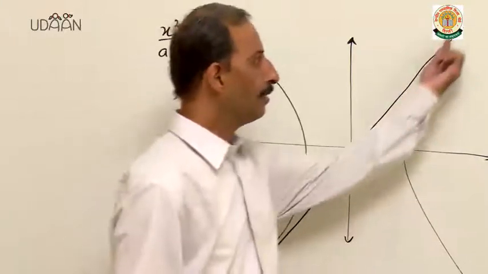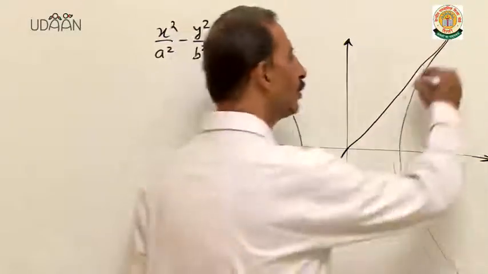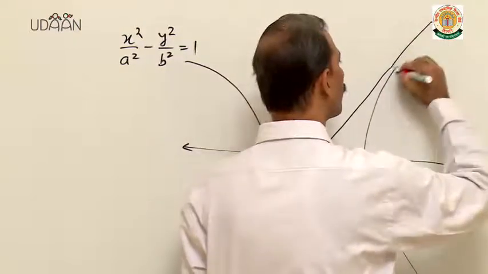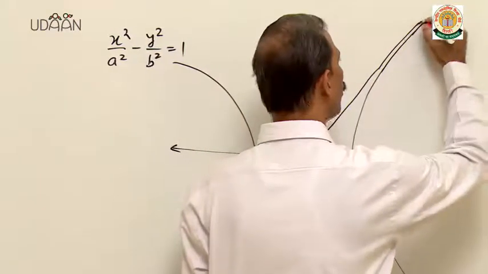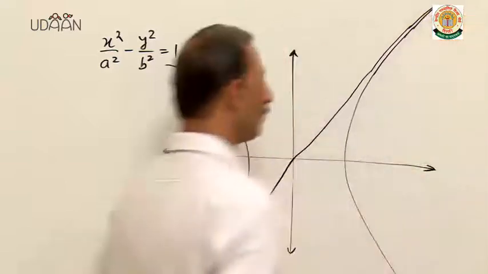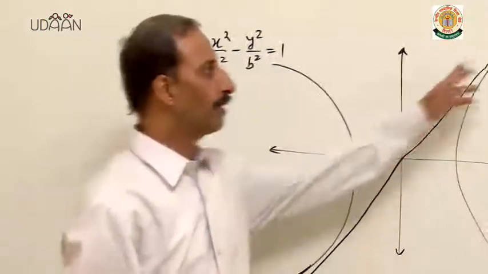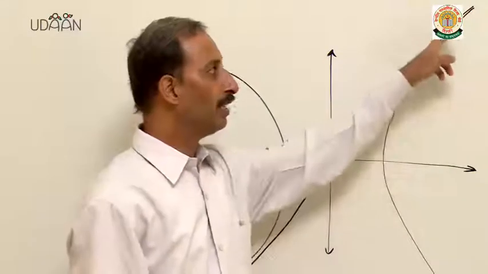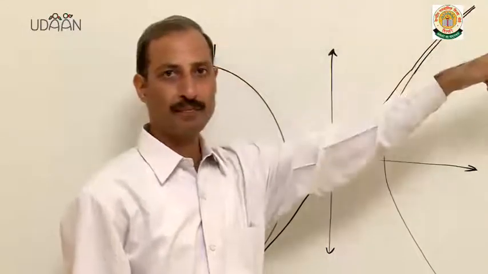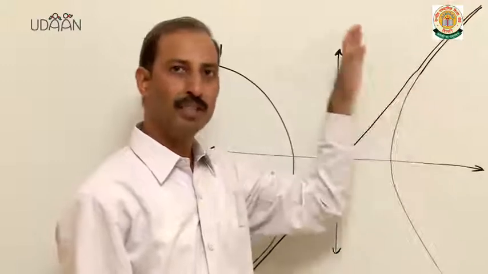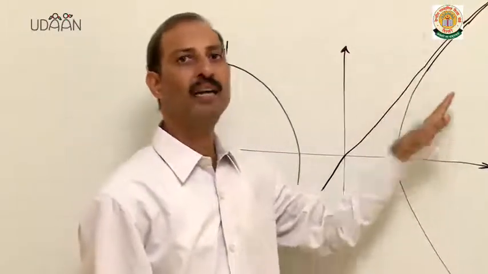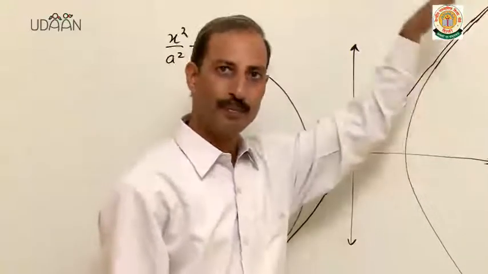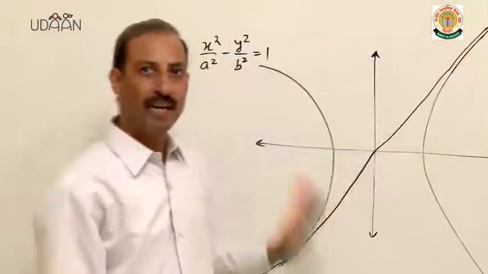This is the line which becomes closer to the hyperbola but as you expand it, it becomes closer and closer, but it will not touch this. Touch at infinity: the line which touches the hyperbola at infinity or touches the curve at infinity is known as the asymptote.